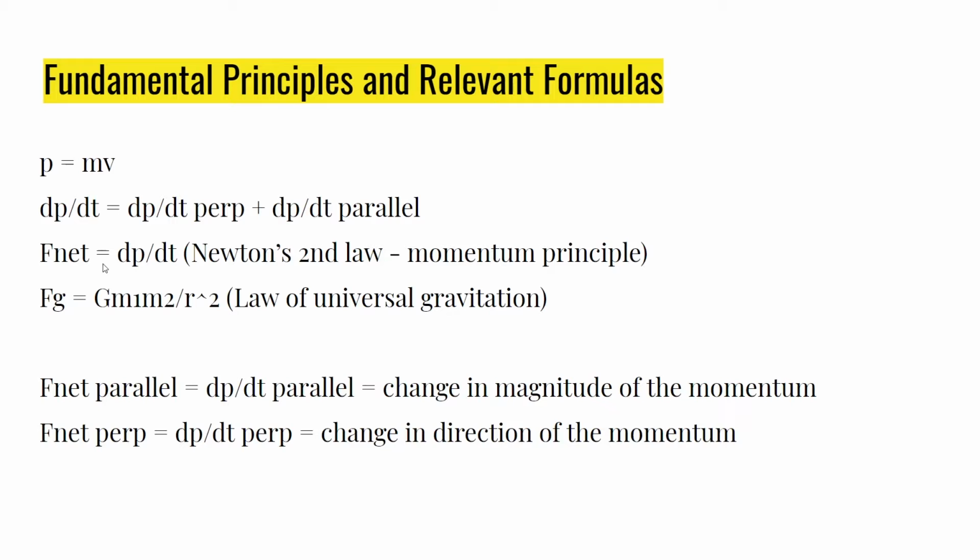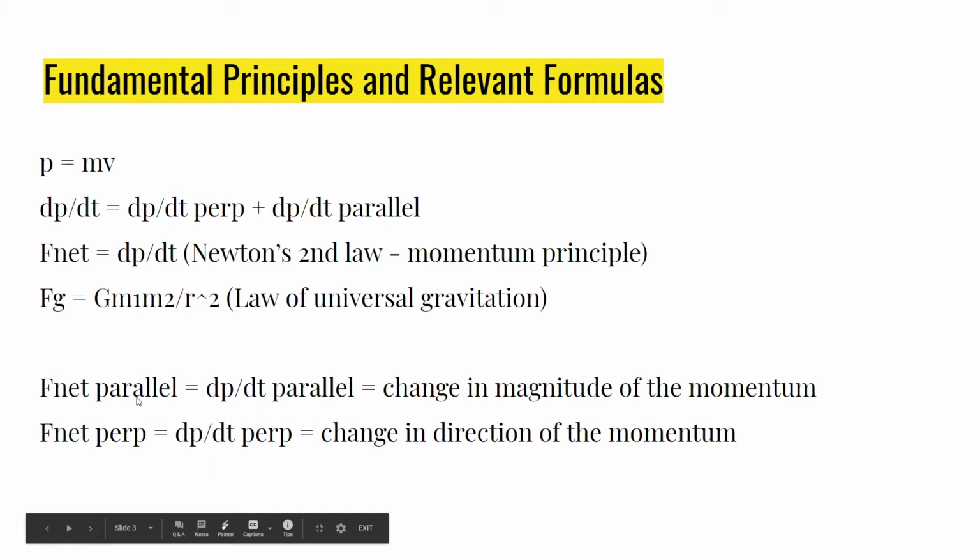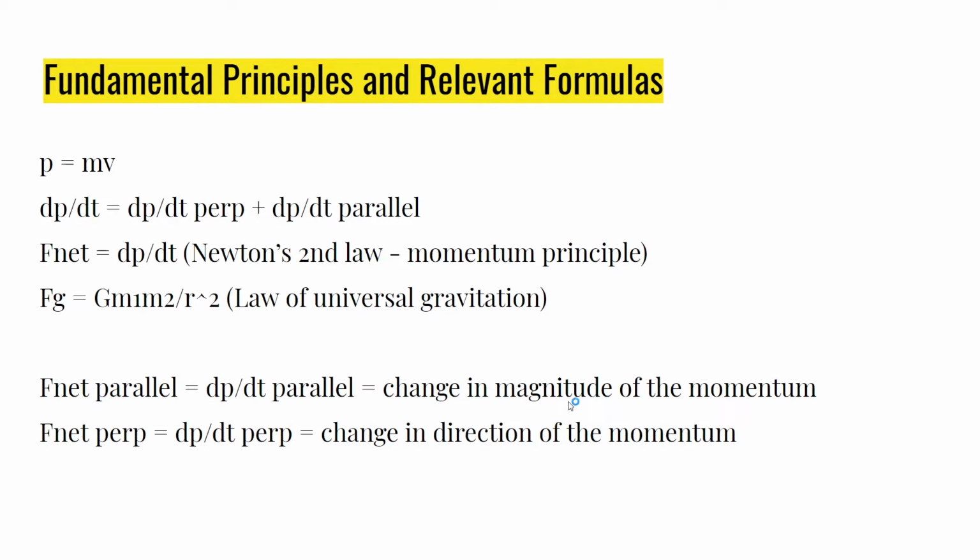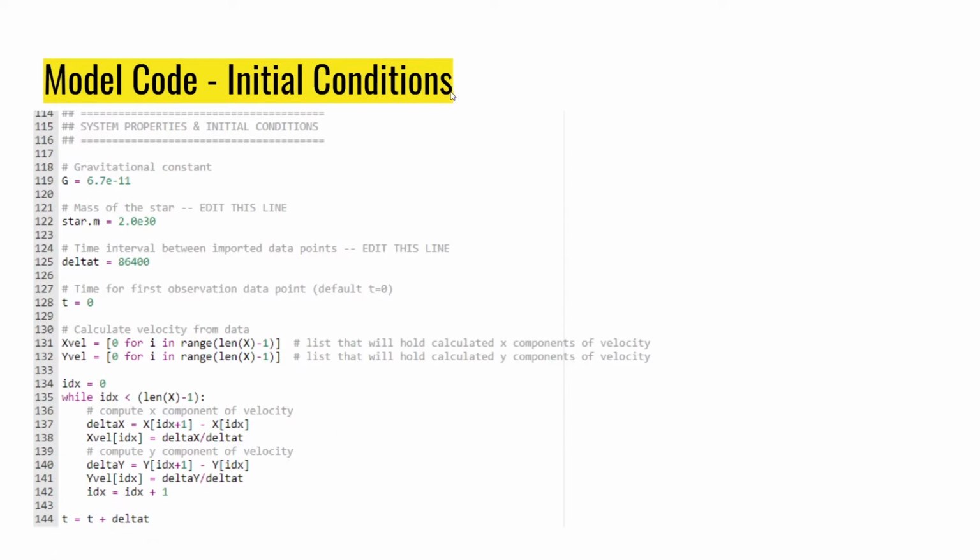As stated before, net force is equal to dp/dt, and that is also true for its components. So for example, F net parallel is equal to dp/dt parallel, and that is then equal to the change in magnitude of the momentum. The F net perpendicular is equal to dp/dt perpendicular, which is equal to the change in direction of the momentum. Now we have some initial conditions for the model code. We're given that the mass of the star is equal to 2 times 10 to the 30th kilograms, and the time interval for each data point is given as 1 Earth day, which is equivalent to 86,400 seconds.